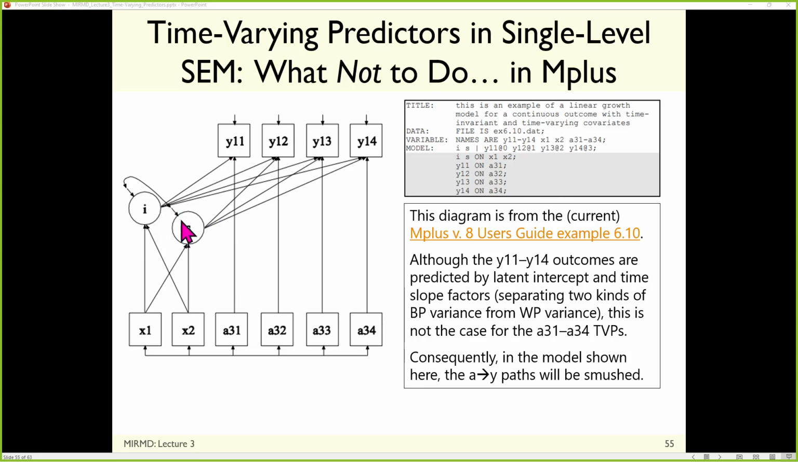So y has an intercept and a slope, and so the residual variances then represent the within part of it down here. X1 and X2 are time invariant predictors, so we don't need to worry about smushing them. They're fine. But then I have these A variables, which are predicting Y at the same occasion. So these paths right here, say it with me, smushed.